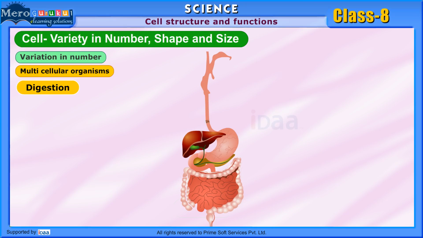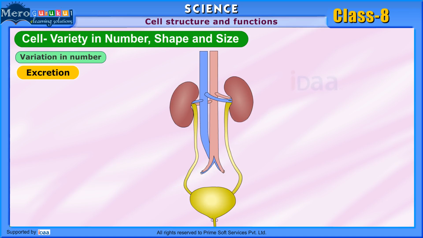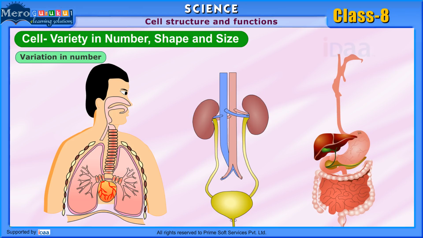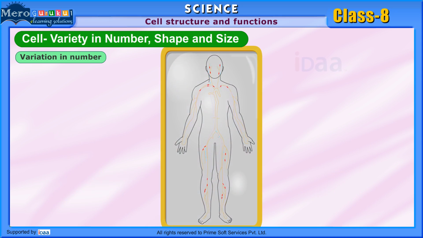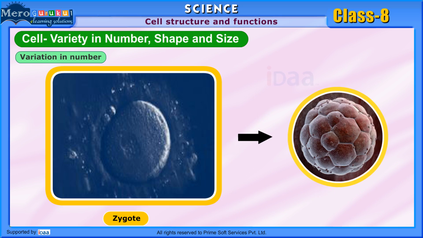Every specific function, such as digestion, respiration, excretion, etc., is carried out by a specific organ system, and all these organ systems coordinate for the survival of the organism. All multicellular organisms start their life as a single cell, the fertilized egg. This fertilized egg multiplies and the number of cells increases as a part of development.